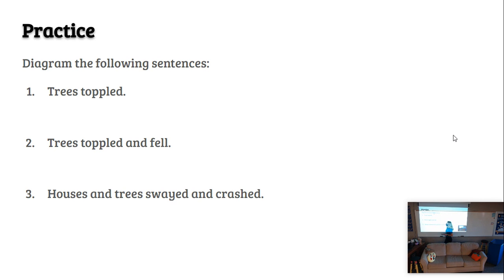Okay, number 2. Mason, where's our subject? Trees. Jumping over to Elaine. Where's our verb? Here, another one. Yeah, man. And fell. Okay, Creighton, what do I do first to draw my diagram?